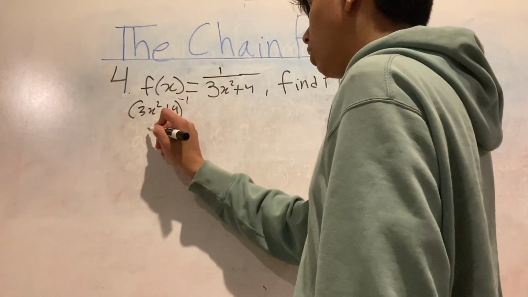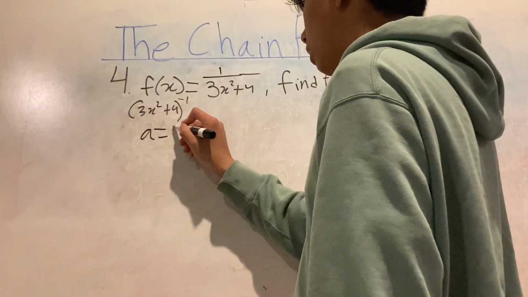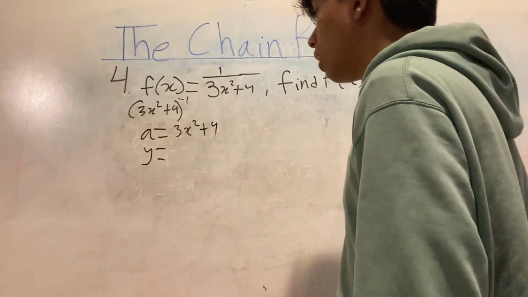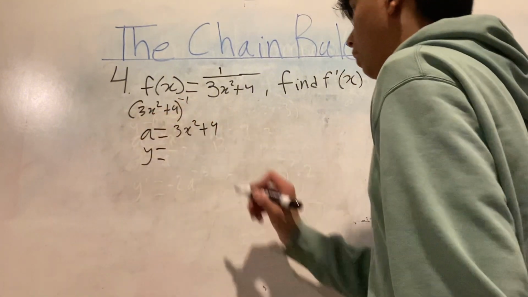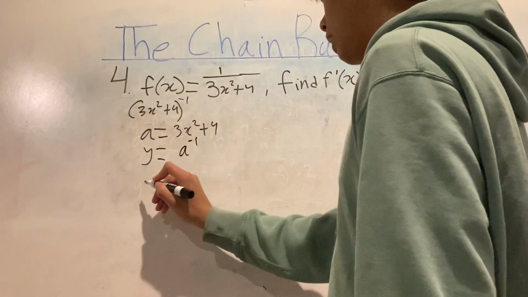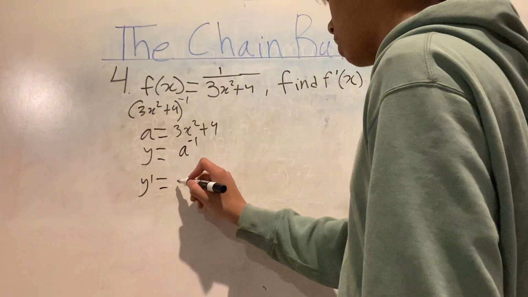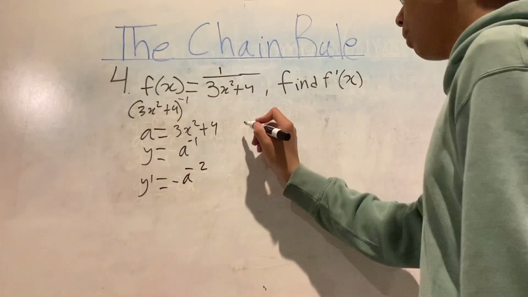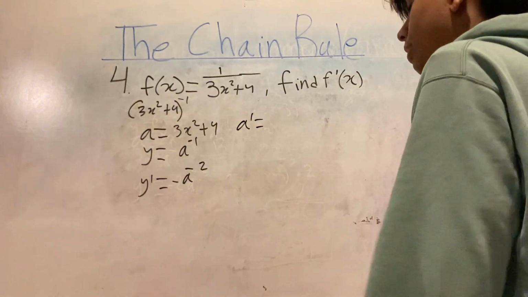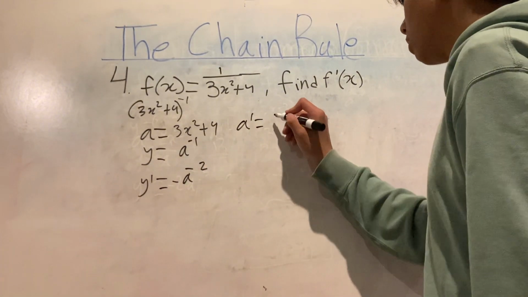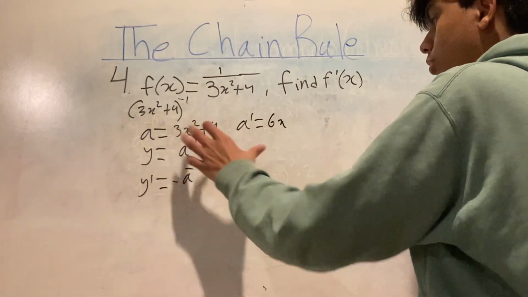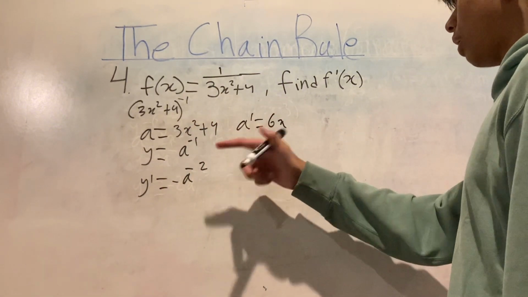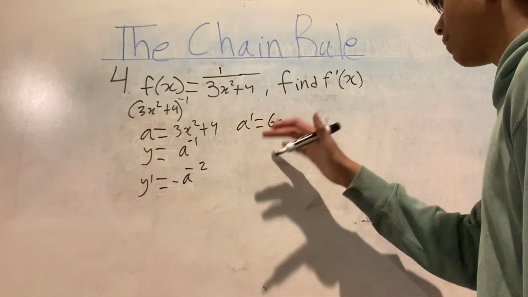So we have our inner function, which is a, and a is equal to 3x squared plus 4. And y, which is our outer function, is just going to be a to the power -1. And y prime is just going to be, using power rule, negative a to the power -2, because -1. And now a prime is just going to be 6x, because when you bring down 2 and multiply by 3, it's going to be 6, and 2 minus 1 is just 1. And 4 is also a constant, so it's 0, so we just have 6x.